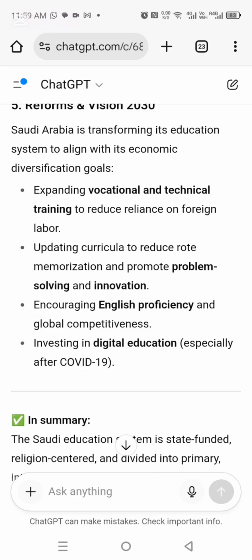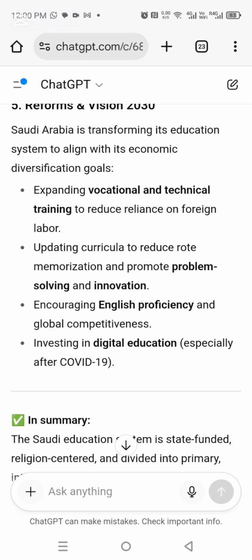Okay, so I feel like in Kenya, the educational system is actually deteriorating, because right now we have that incident of Moi University. It has a lot of discrepancies. It has a lot of issues. There's a lot of concern that it's bankrupt or something, allegedly. But you see, these people are expanding their vocational and technical training to reduce reliance on foreign labor. And I wish Kenya was there.